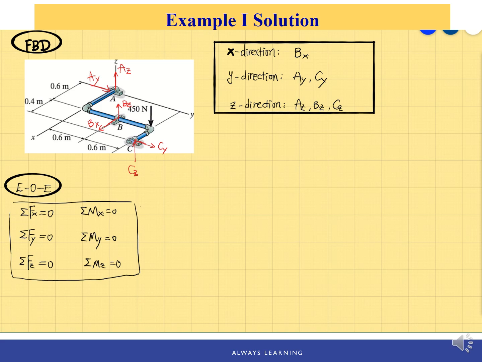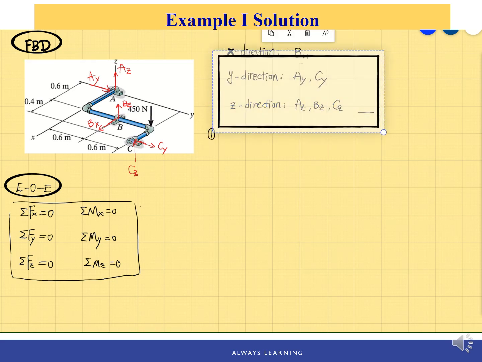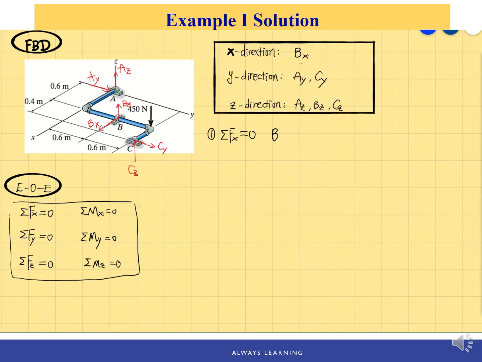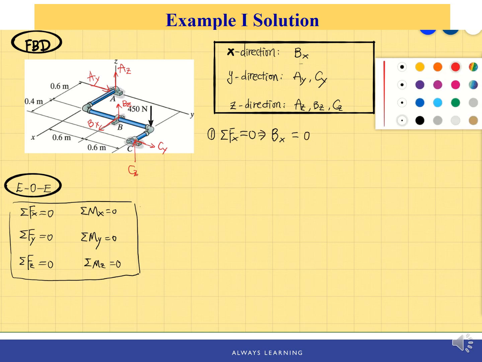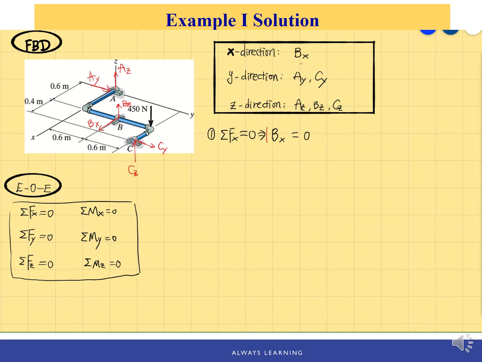Alright, so let's start with, since in the x direction there's only one unknown force, right? So the first equation I'm going to choose will be sum of Fx equal to 0. Since we're not going to use those equations in order, it's important for you to label your equations. To keep in mind, we only have 6 independent equations. My first equation will just give me the answer for Bx, which must be 0. So I put a check here, which means Bx is now solved.